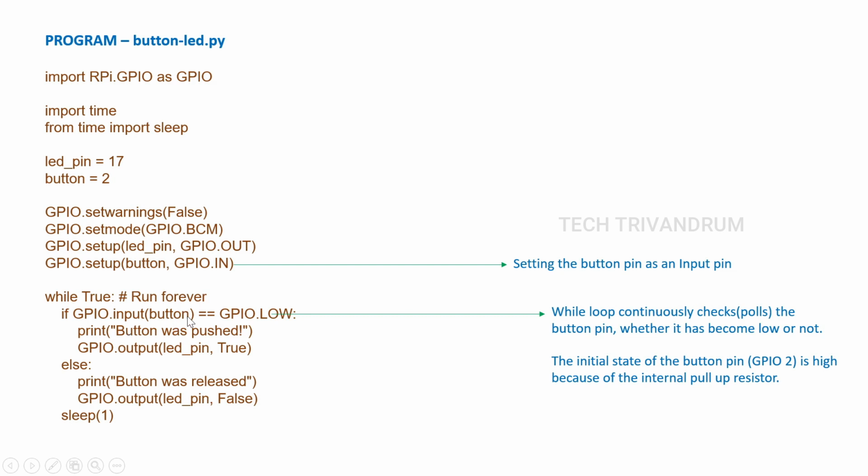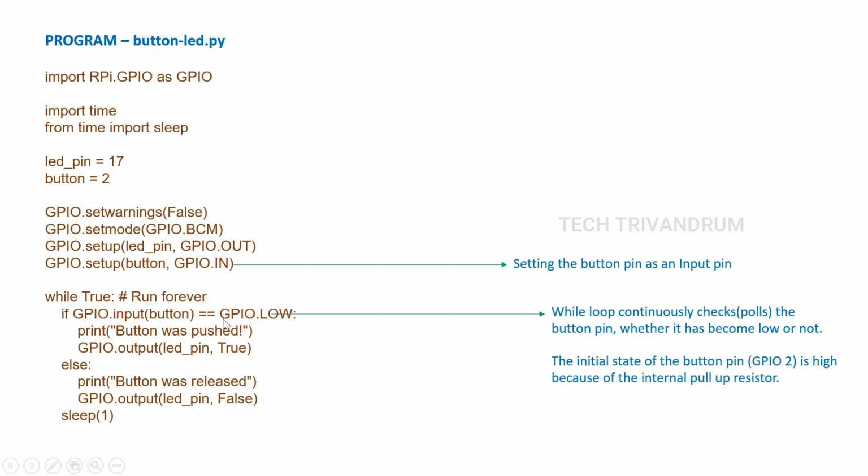And this while loop will continuously poll the button pin to check whether it has become low or not. As I have mentioned earlier, when we press the button, the corresponding pin, GPIO 2, will get grounded through the button, and this while loop will detect that. So when this condition is satisfied, that is button equal to GPIO.LOW, the corresponding action will take place, that is the LED will glow. This is the statement to turn on the LED. This is the same we used in our previous examples.